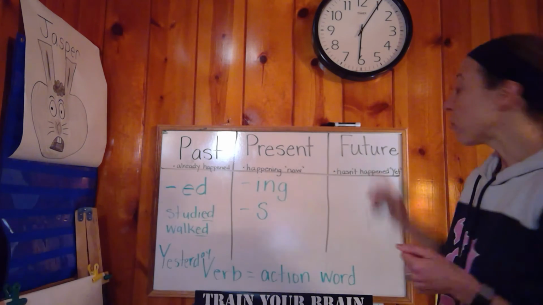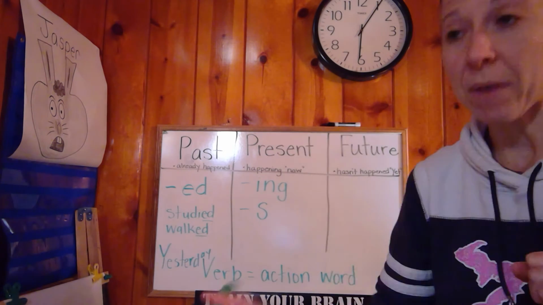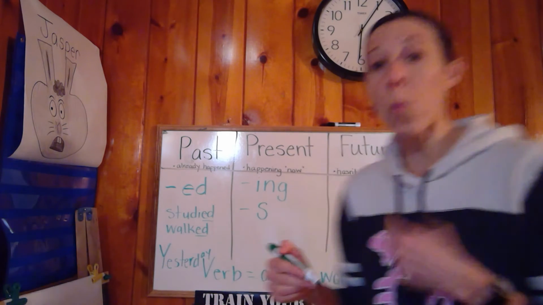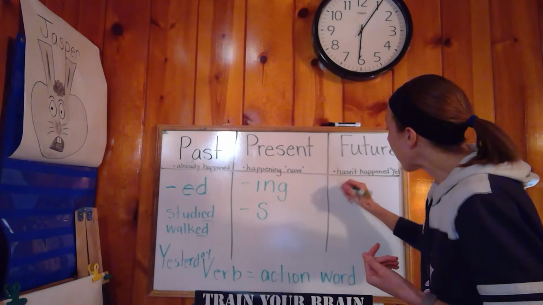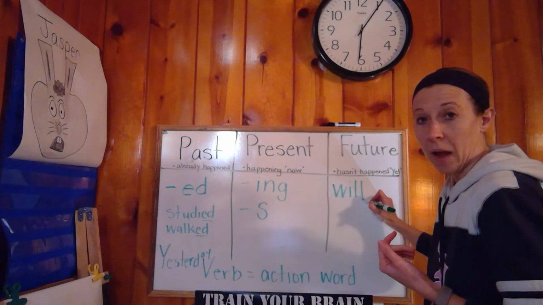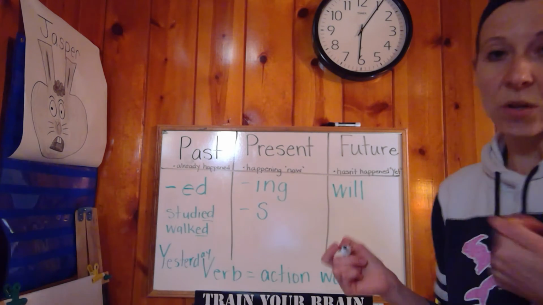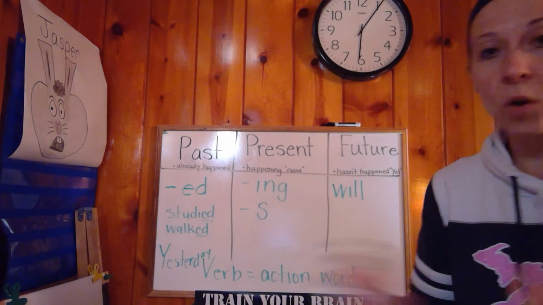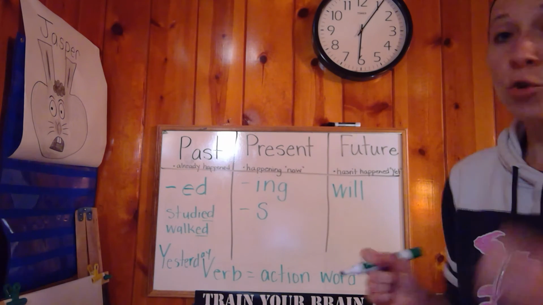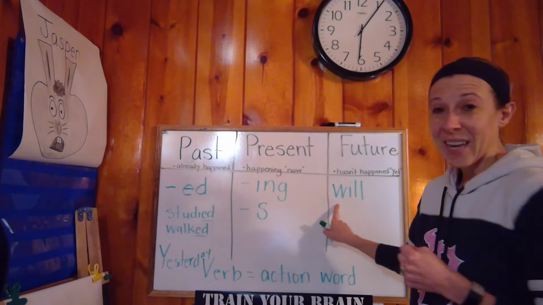All right, so the future. There's a key word if it's going to happen in the future. So I will see you guys on Wednesday. Will. If I have the word will in a sentence, will means it hasn't happened yet. It's going to happen in the future. So I will see you, or I will go for a walk tomorrow. I will drive my car to school. So will is a key word.